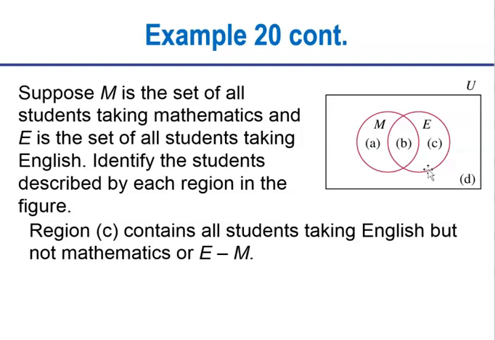Okay, now we want to describe D. You see the D down there at the bottom? So those are still students, but they don't take math and they don't take English. So they're neither taking math nor English. How could you describe that in set form?